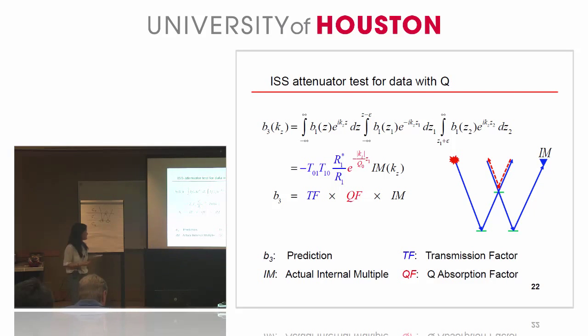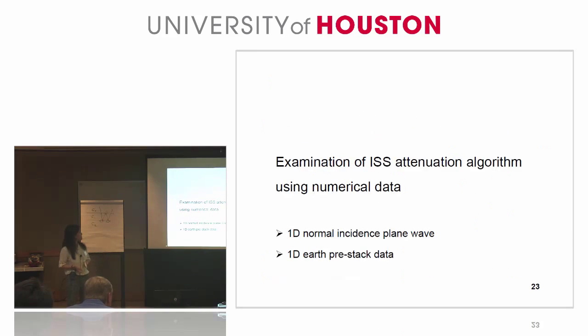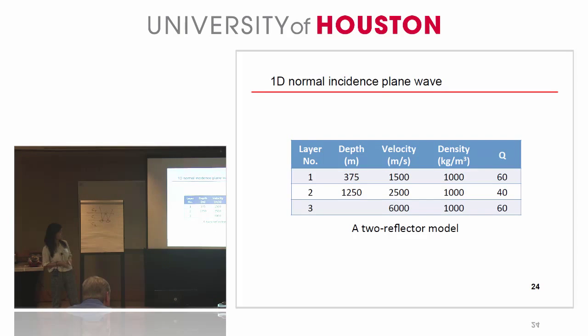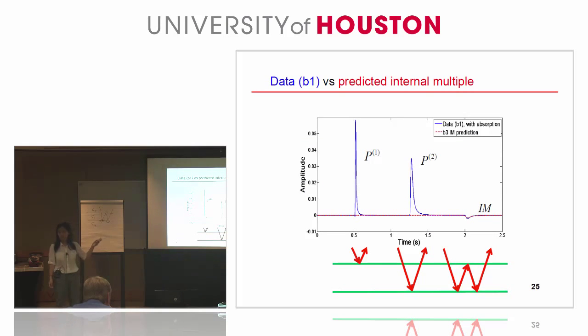That's amazing. Next I'd like to use two specific examples to numerically examine this algorithm. The first specific example is the 1D normal incidence plane wave. Here we use a two reflector model to generate the data. With this two reflector model, we will have two primaries and one first-order internal multiple in the data, and I plot this with the blue line here.